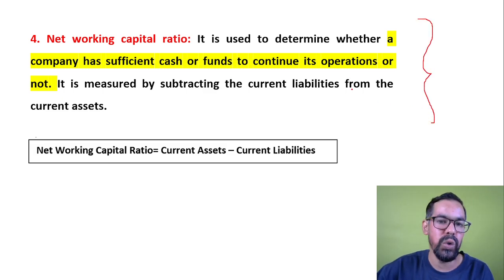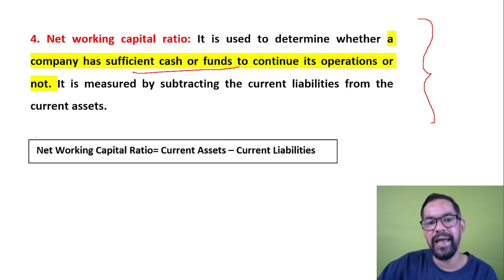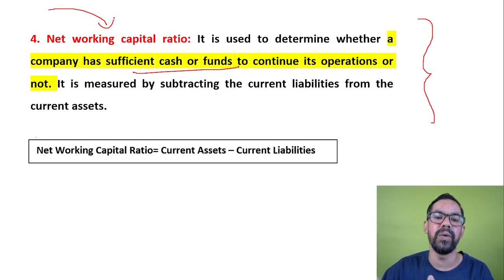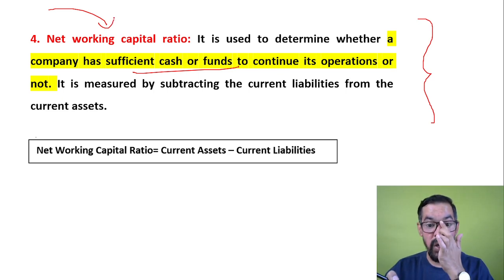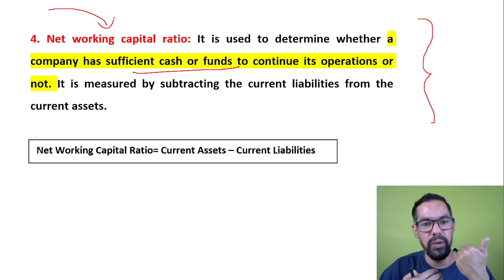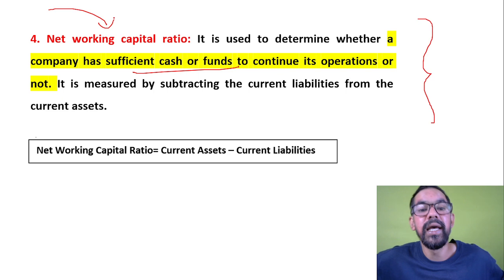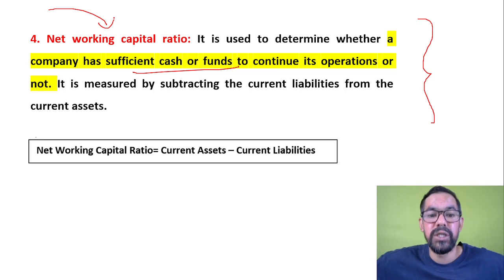Okay, so it is used to determine whether a company has sufficient cash or funds to continue its operation or not. So, net working capital. Working capital is something related to your operations. With the help of the net working capital ratio, you will know whether that particular company has enough amount in hand to run that business or business operation.